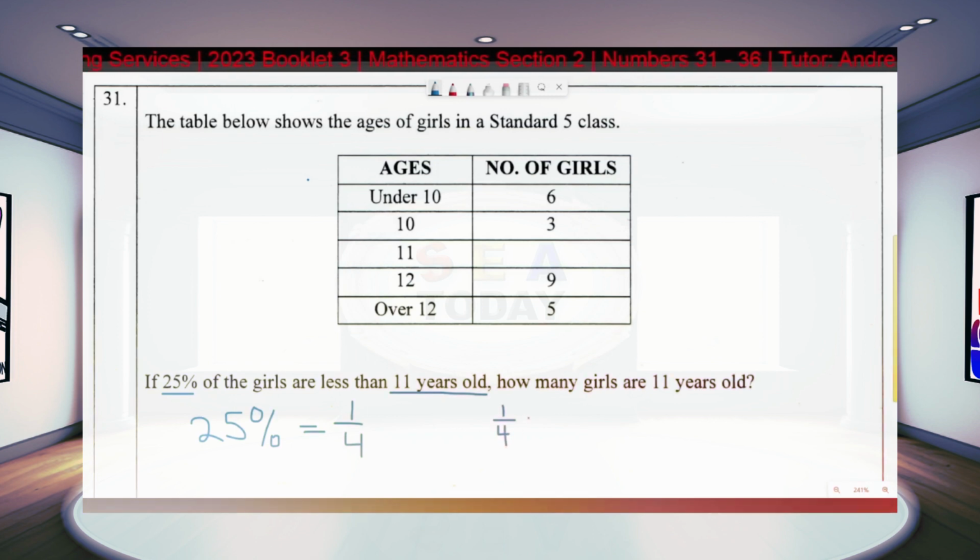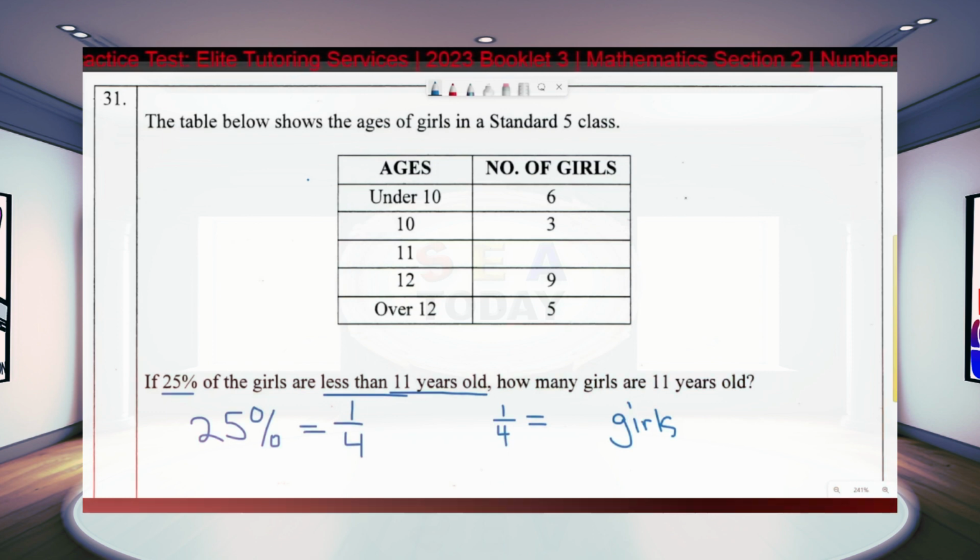So this quarter is representation of a certain amount of girls, and that will be girls that are less than 11 years old. So if I am less than 11 years old, that means I have to be 10 years old, or else include under 10 years old. So that would be 6 girls plus the 3 from 10 years old. And 6 plus 3, it's easy to add, you get 9. So a quarter represents 9 girls.